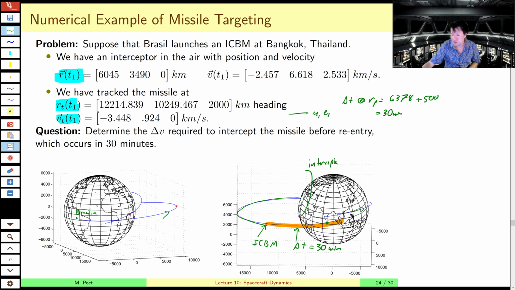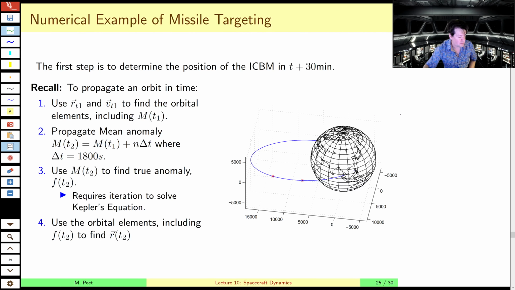Right. So we're almost set up for Lambert's problem. In particular, we've got to actually find the location of the target at the impact point. So this is R2. And how do we do that? Well, we calculate the orbital elements: A, E, omega, I, omega, F.